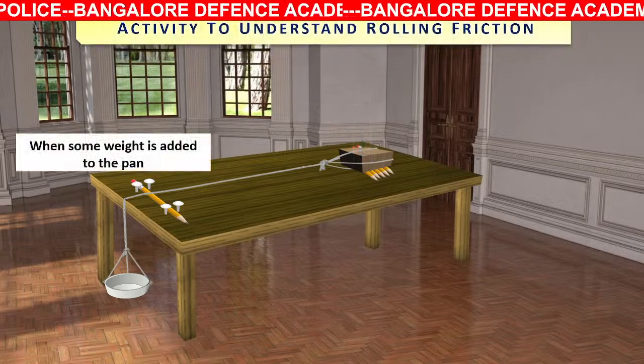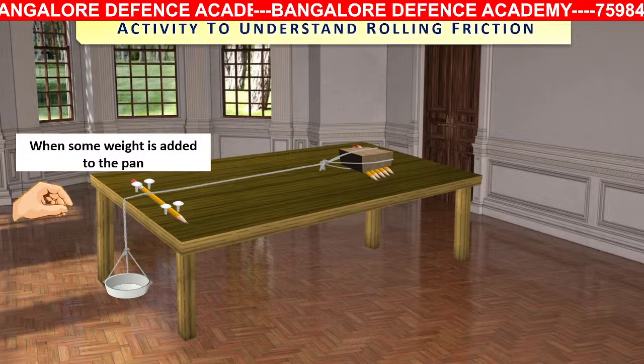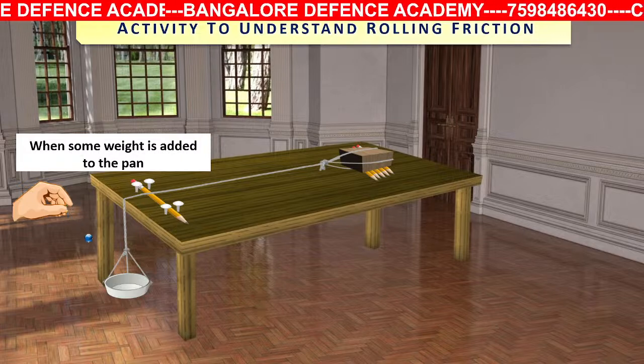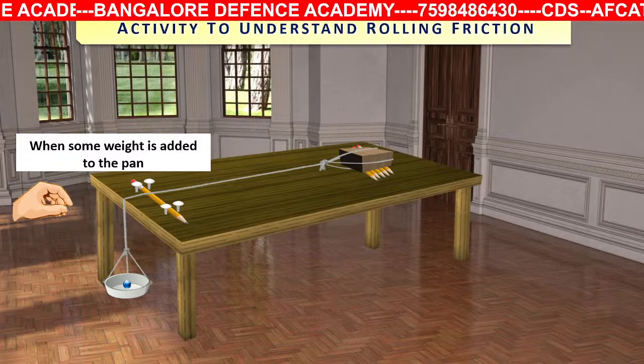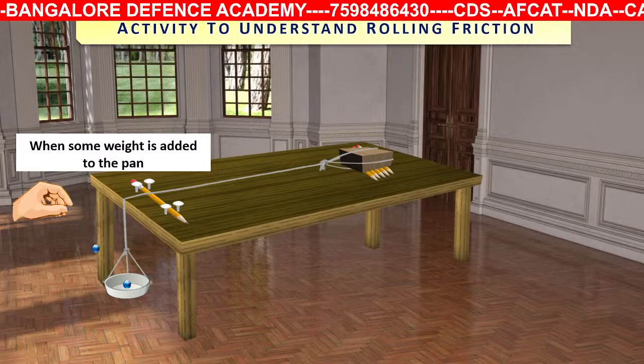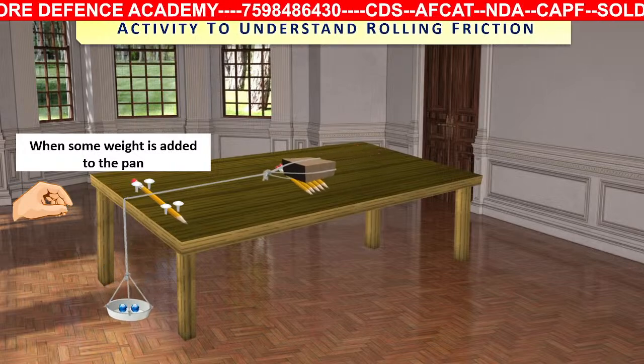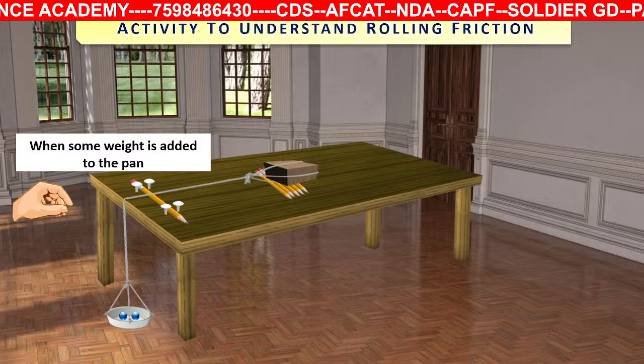So this is the block. When some weight is added to the pan, look at this. Now I add some weight to the pan. It's not moving. I add some more weight here. Now let me see whether it moves. Yes, it moved. Okay, so what happens?